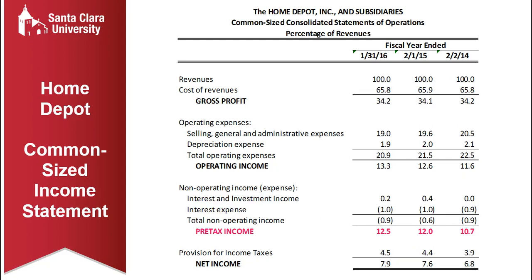After adding investment income and subtracting interest expense from operating income, Home Depot's pre-tax income is 12.5% of sales. In the fourth section, Home Depot reduces its pre-tax income by its income tax expense, also known as the provision for income taxes, to end up with the bottom line, net income. Home Depot's net income for the year is 7.9% of sales.